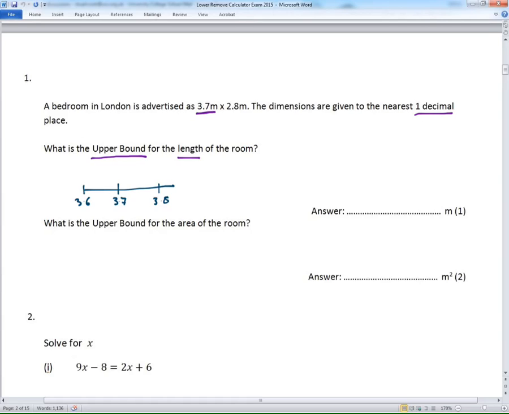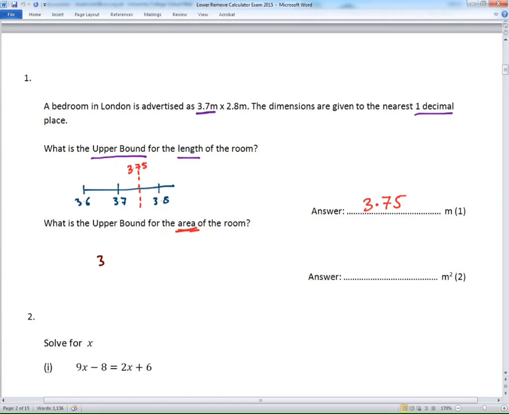Now, the upper bound for 3.7 is going to be halfway between 3.7 and 3.8. And this, 3.75, will be the upper bound. Anything 3.75 or up would be rounded to 3.8. Anything below 3.75 would be rounded to 3.7. So we say 3.75 is the bound, the upper bound.